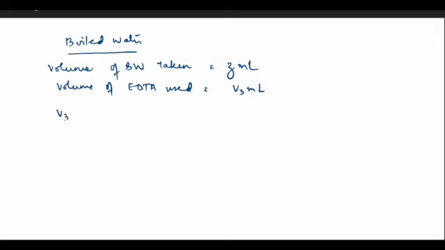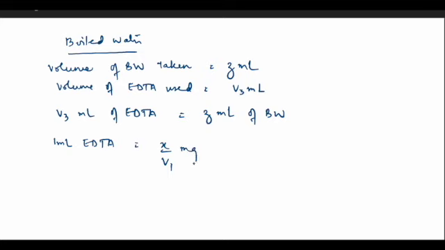Okay, so definitely we can say that V3 ml of EDTA is equivalent to Z mL of boiled water. But from the initial part that we just discussed, you also know that 1 ml EDTA is equal to x over V1 milligrams of calcium carbonate. And if you remember, x was the volume of standard hard water taken, and V1 was the volume of EDTA which was required to neutralize this standard hard water sample.